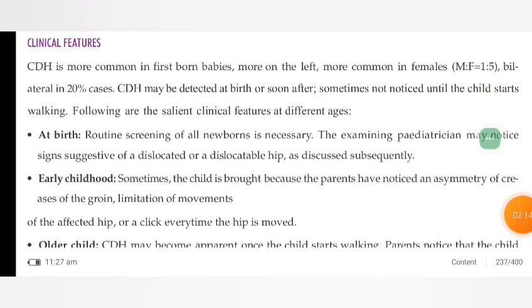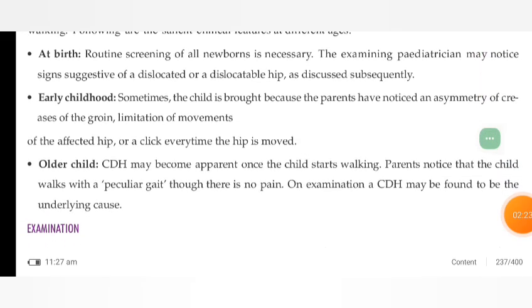Now, clinical features. Clinical features are based on the different ages. First is at birth, the next one is early childhood, the last one is older child. First of all, let us explain at birth. Routine screening of all newborns is necessary. The examining pediatrician may notice signs suggestive of a dislocated or dislocatable hip, as discussed subsequently.